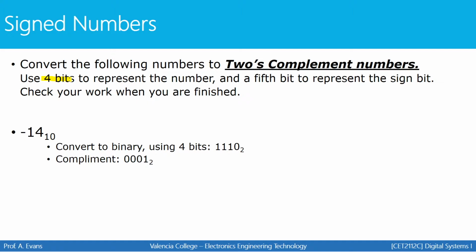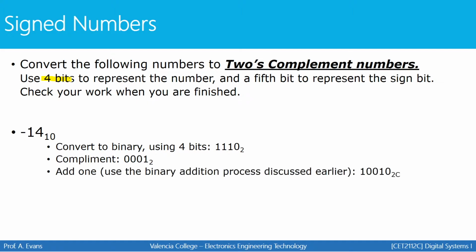Complement the number so that it becomes 0001. Add 1 as well as your sign bit. 0001 plus 1 will give you 0010. That's basically 1 plus 2. Then we add the sign bit in front, right here. So our answer is that -14 in the decimal system is equal to 10010 in the 2's complement system.